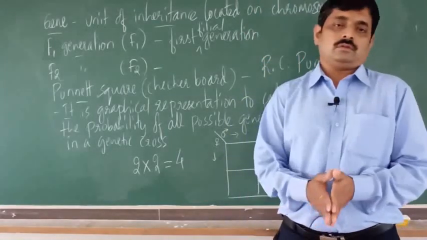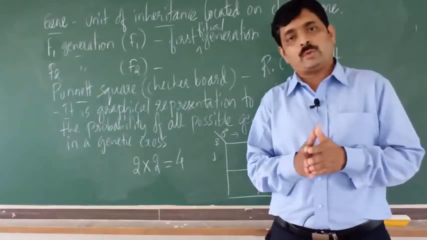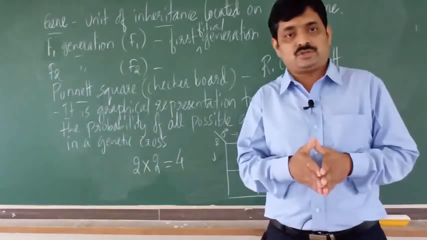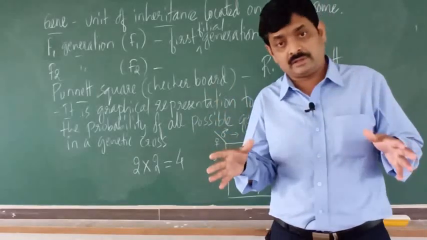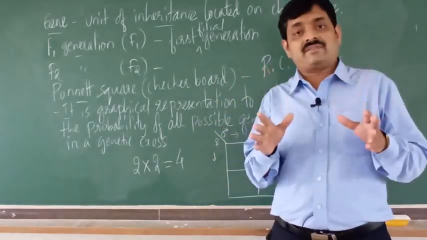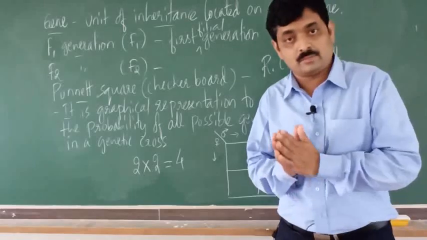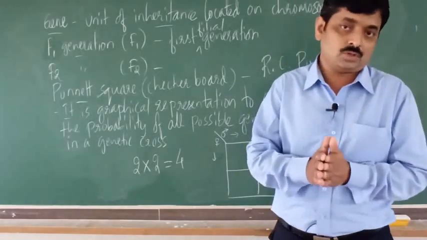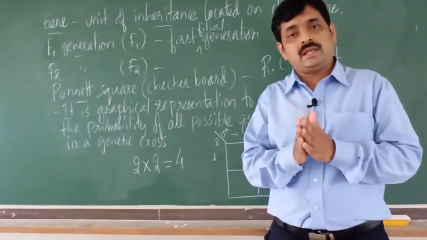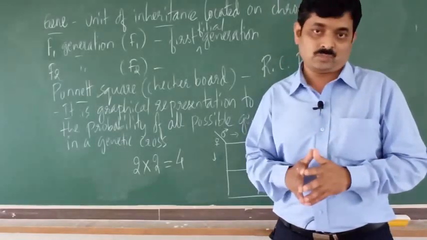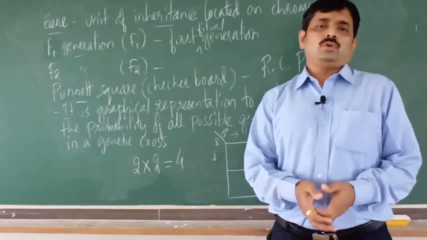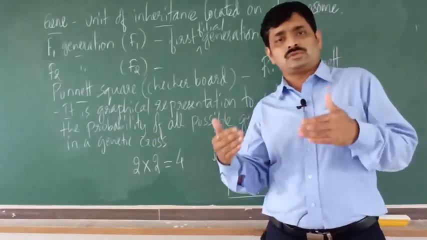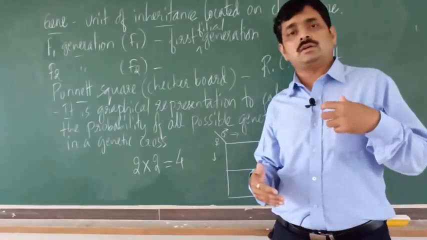Then we discussed the Punnett square, which was discovered by R.C. Punnett. Punnett square is the graphical representation to calculate the probability of all possible genotypes of the offspring in a genetic cross. In the coming video we shall see the applications of Punnett square, how we can use Punnett square in genetic crosses.